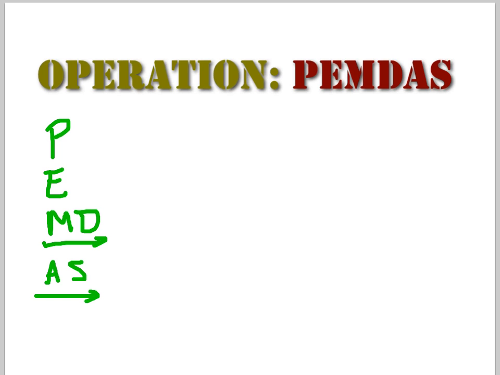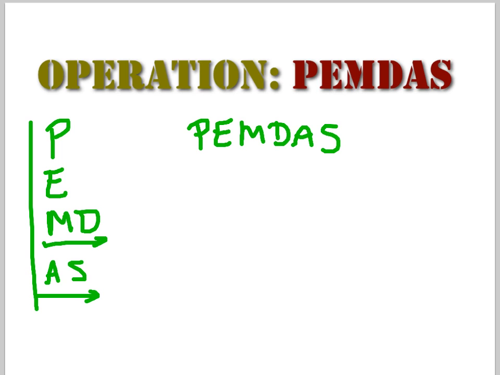Operation PEMDAS. Remember this? We've got the order of operations. We do parentheses first, then any exponents after that. Then you have multiplication and division, basically going from left to right. And then you have addition and subtraction, whichever is first, from left to right. You can also use that mnemonic, please excuse my dear Aunt Sally, to remember the order of operations. That'll help you out. Usually just write this out on the side of your paper and check it off as you're going through.